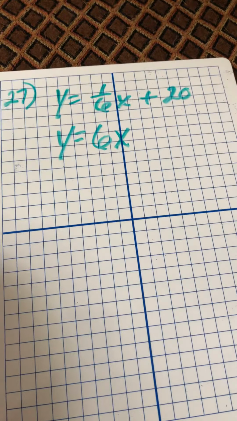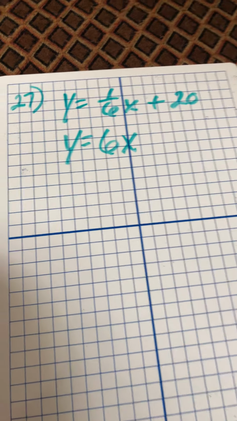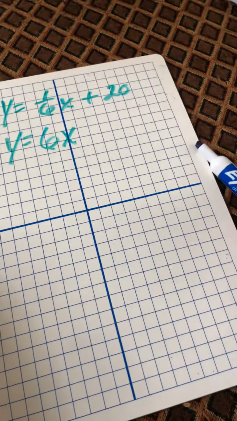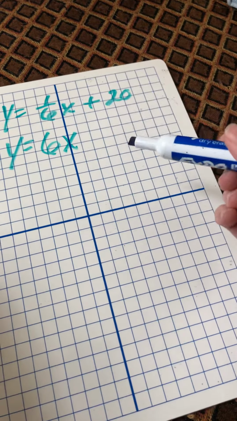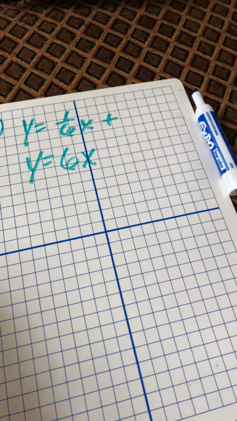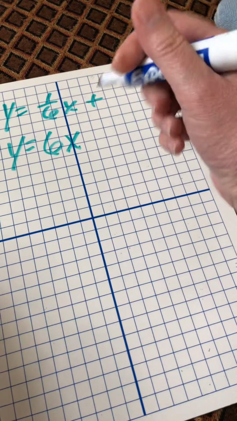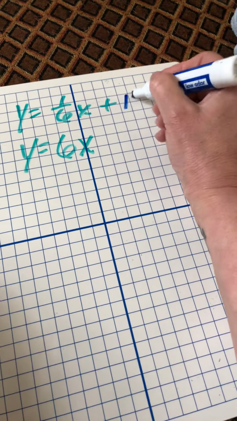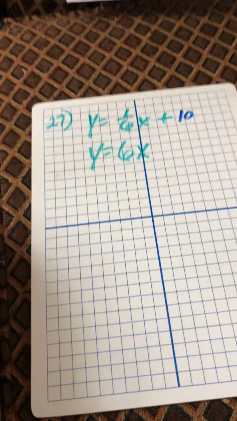And we are asked to decide if they're parallel, perpendicular, or neither one. So we're talking about slopes. But why don't we just graph this and find out? Just because 20 won't fit on my graph, I'm just going to change it to 10, just for demonstration purposes here.